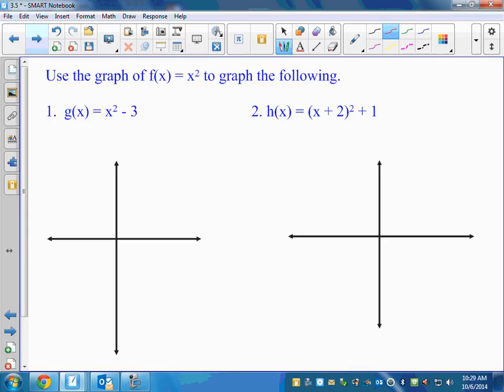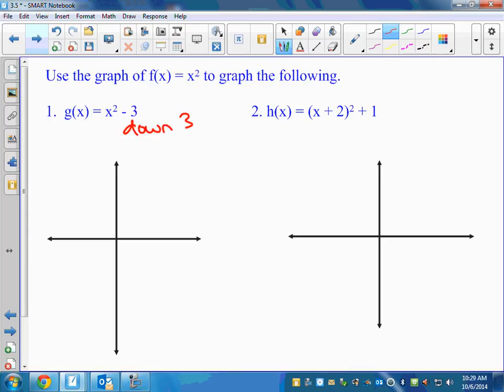On your unit test, there are some questions where you have to graph some different functions, maybe a quadratic, maybe a square root. And again, if you know the transformations, it makes things easier. If you don't know the transformations, then you just have to rely on the XY chart, pick enough points until you make the shape. But when I see this, it says use the graph of x squared to graph the following. So when I see x squared minus 3, automatically I think what's happening to that graph? It is moving down 3.